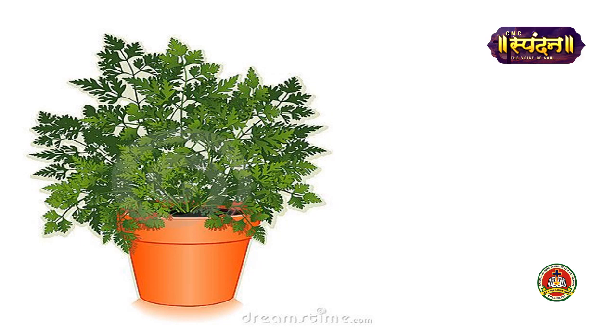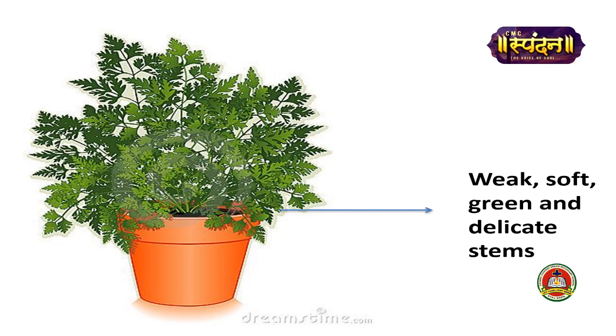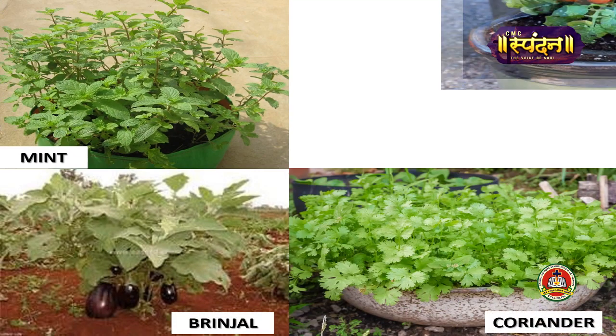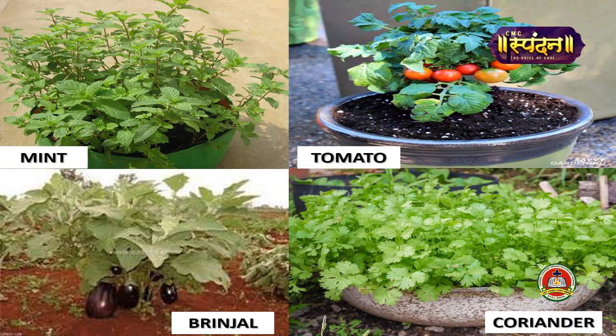Some plants have weak, soft, green, and delicate stems. These are short plants and can be easily uprooted. These are called herbs. Some examples of herbs are mint, brinjal, coriander, and tomato.